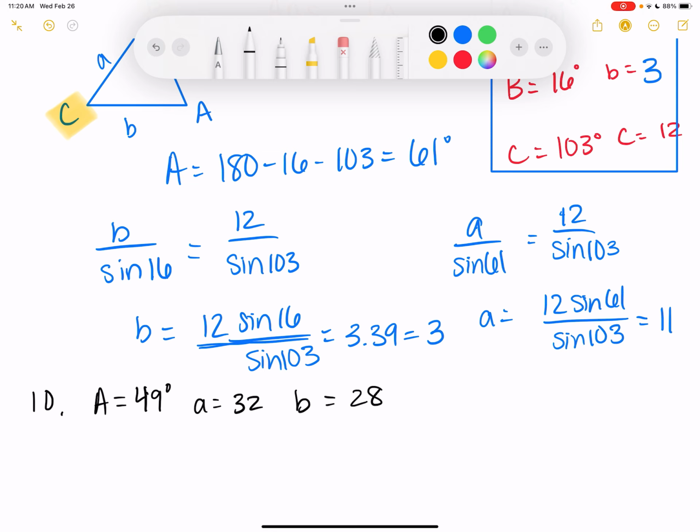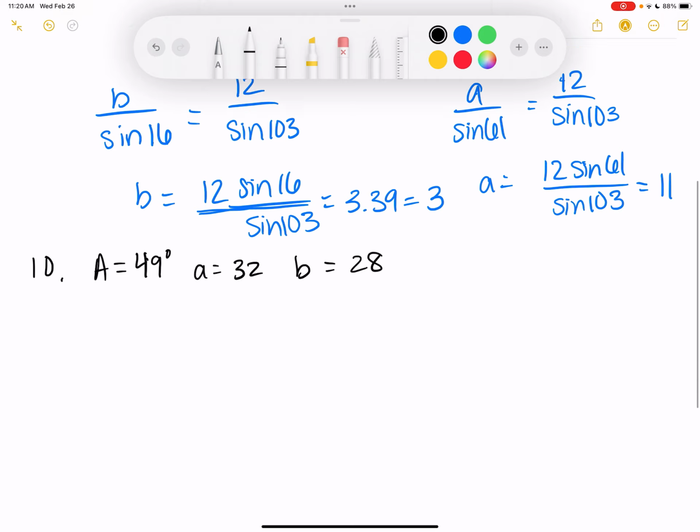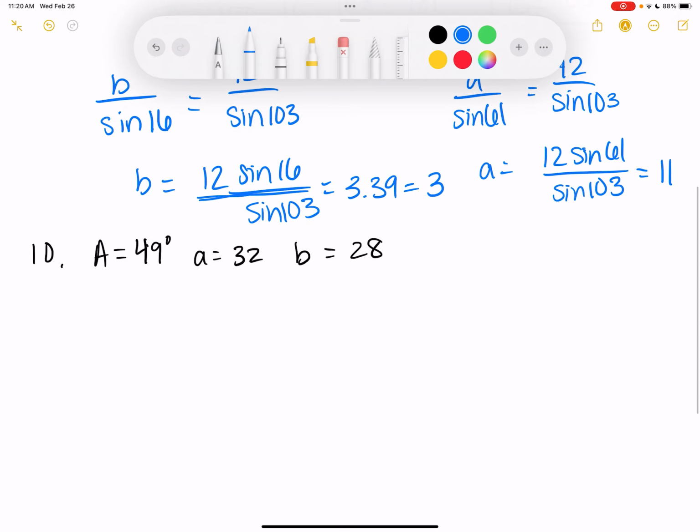So what situation do I have here? Side, side, angle. So I'm going to go ahead and draw the triangle, and sometimes I draw it and there ends up being no triangle. Sometimes I draw it and there ends up being 2. It just depends.